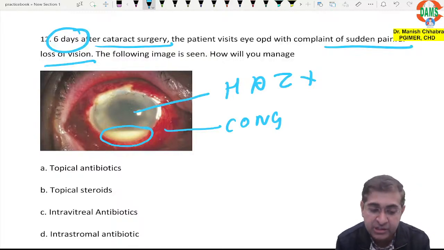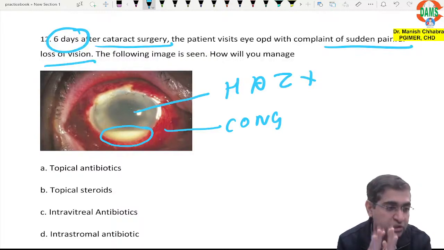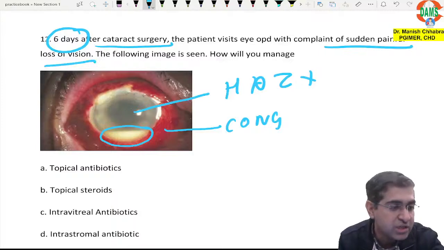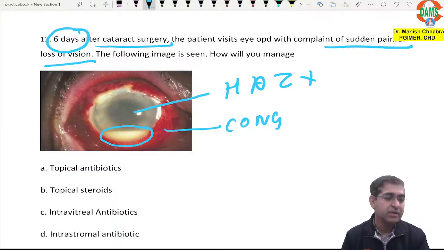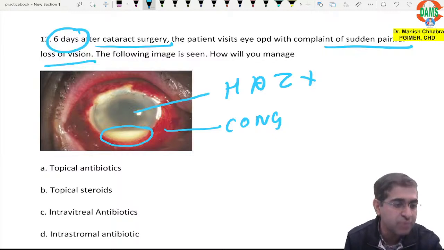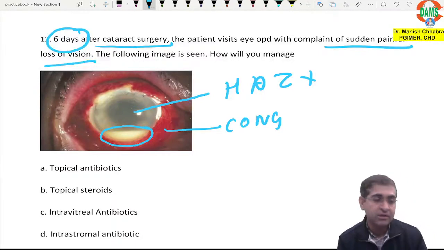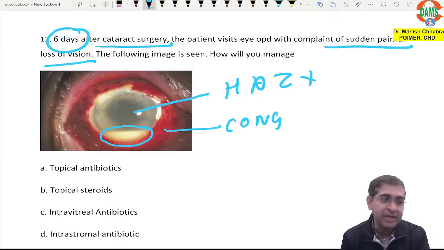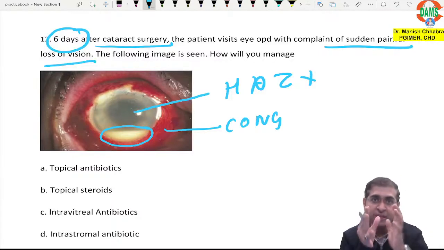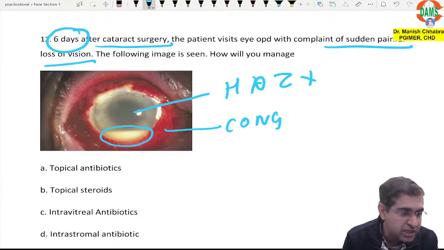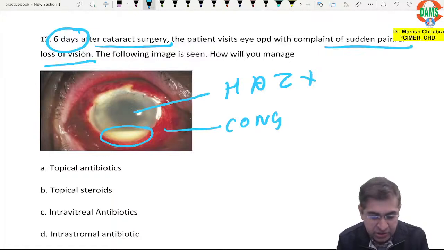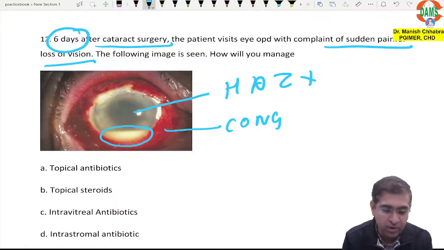Don't answer it directly. I want to know the diagnosis first. Can you tell me the diagnosis? Tell me the diagnosis once, then we will move ahead. My idea is to not go for cramming. My idea is to make you conceptualize.